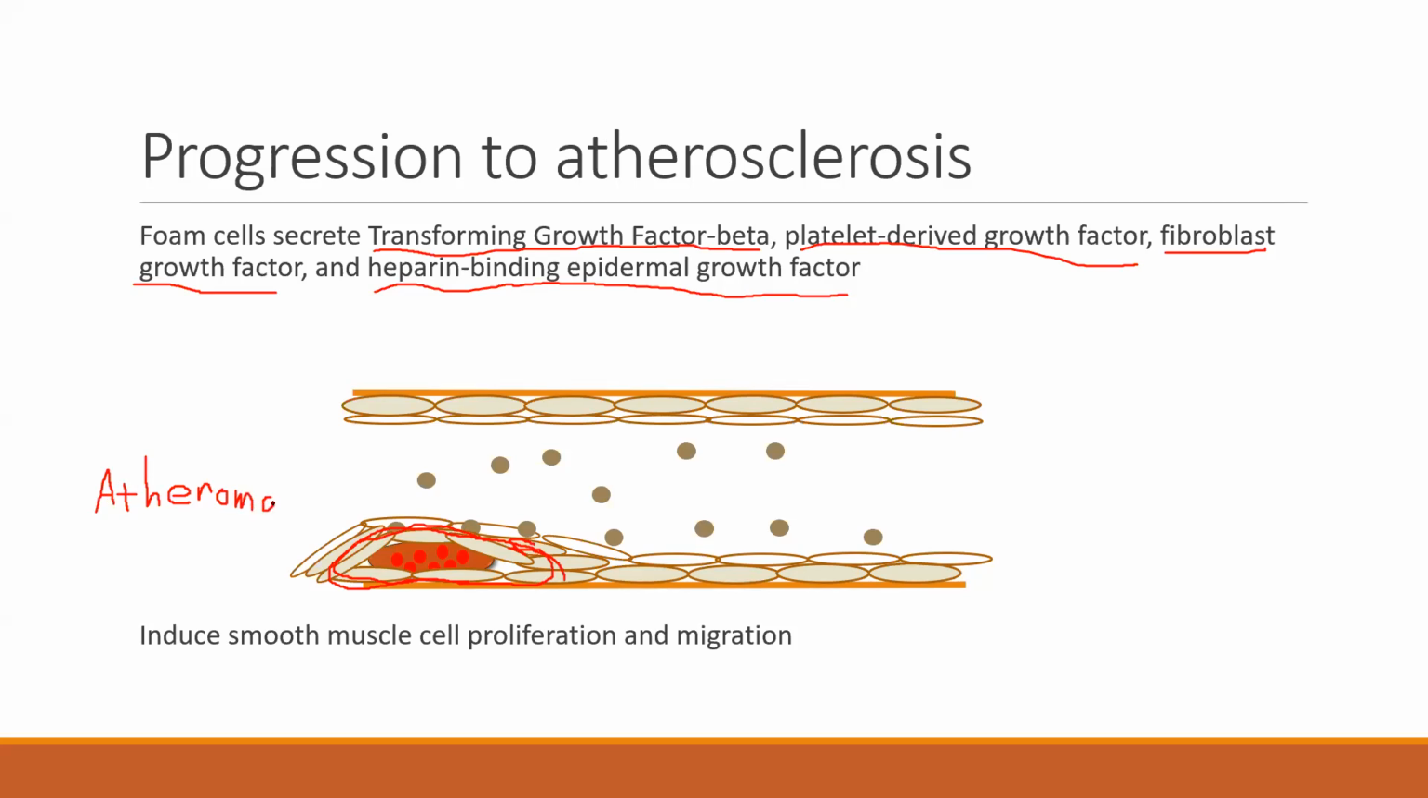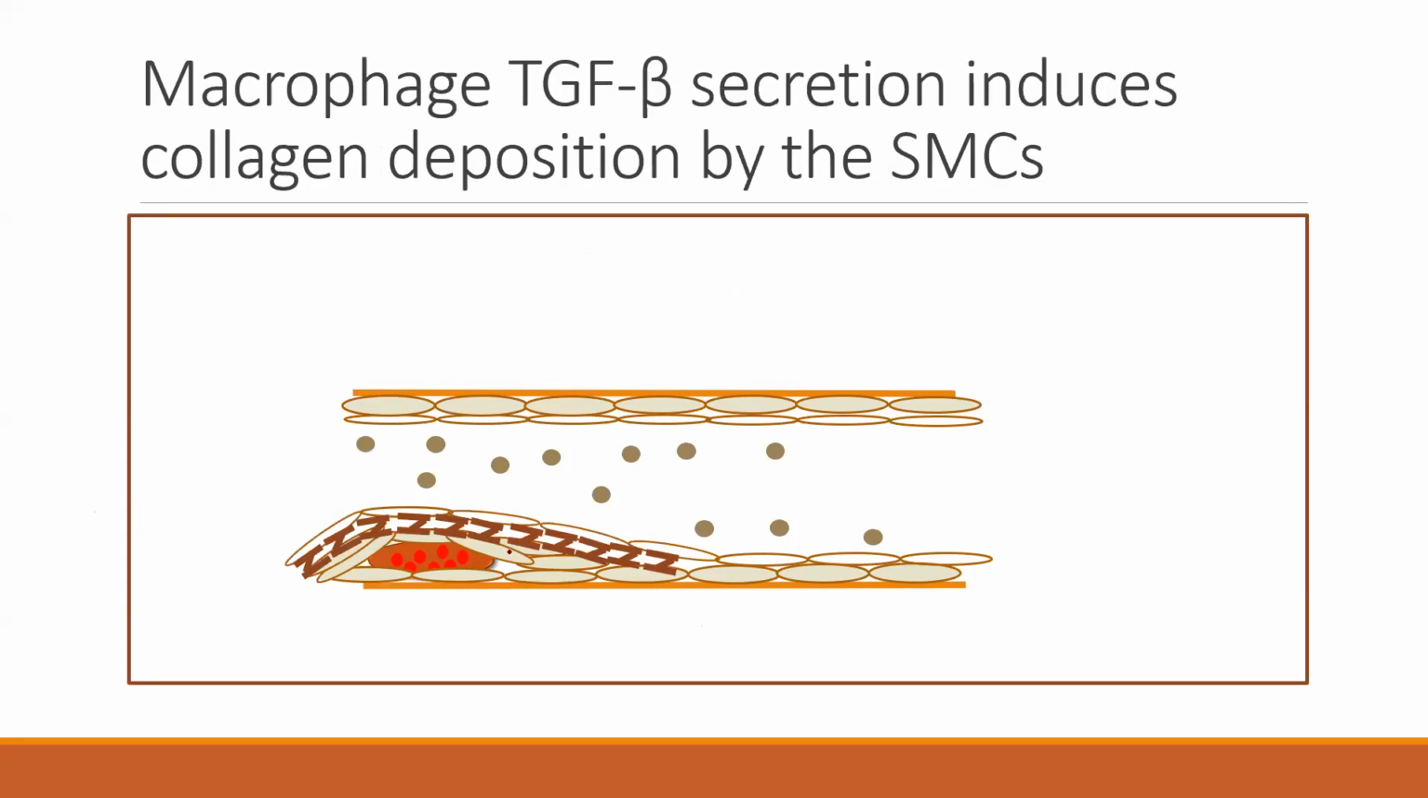Oh, that's hard to write with a mouse. There. Atheroma. These cells are now going to secrete collagen. So they'll surround this with collagen. That's in response to TGF-beta secretion by the foam cell. And now this forms a so-called fibrous cap. Now you can see what's happening to the lumen of the vessel. The lumen of the vessel starts to become occluded.